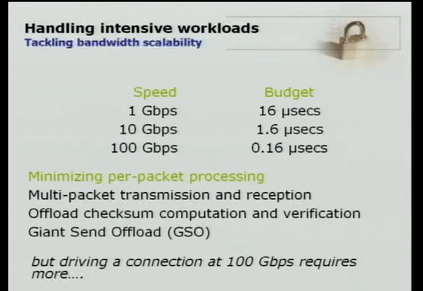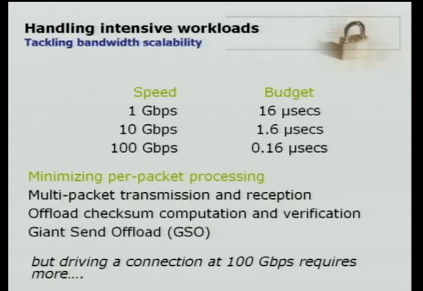The way to think about tackling these workloads is there are multiple dimensions of scalability. One is bandwidth scalability, another is memory scalability, and so on and so forth. So looking at bandwidth scalability, what are the challenges? Well, at a gigabit, you have a budget for how much time you can spend processing every single packet that comes off the wire. At a gigabit, you have about 16 microseconds, and if you spend more than 16 microseconds per packet, you're going to fall behind and you start dropping packets. At 10 gigabits, that goes down to 1.6, and at 100 gigabits per second, you're down to about 160 nanoseconds that you can spend processing every single TCP segment that comes off the wire.